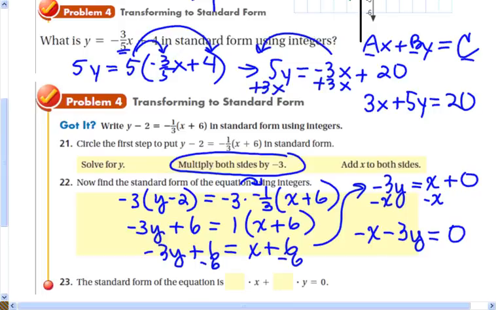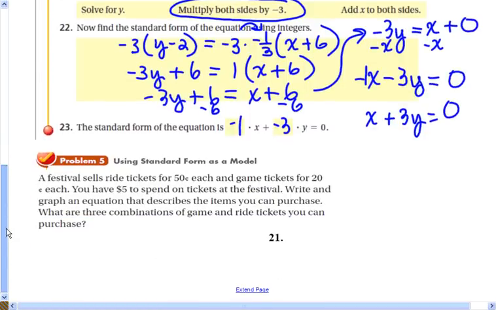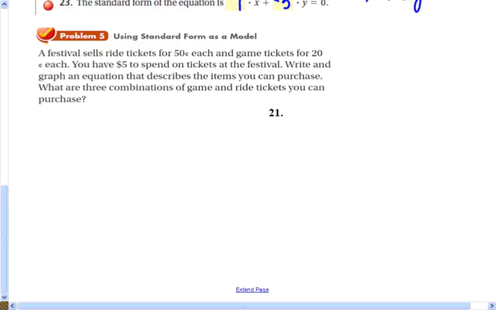The coefficient of the x term is actually negative 1, but you don't have to put that. You could also, if you did this before me, another equivalent form of that equation would be x plus 3y is equal to 0. So we can write it either way, negative 1x plus negative 3y, or we could just write x plus 3y equals 0. All right, last thing we're going to do is learn how to write equations.